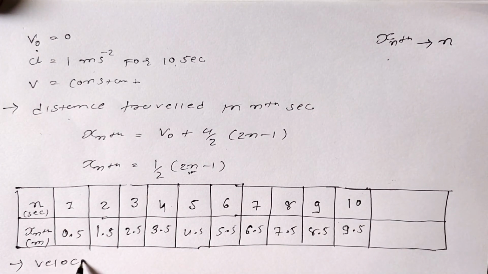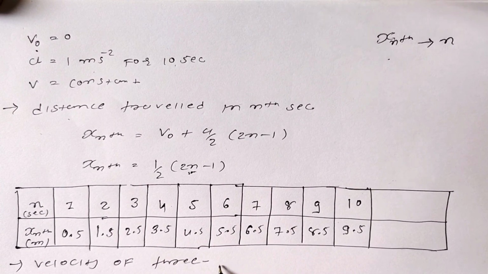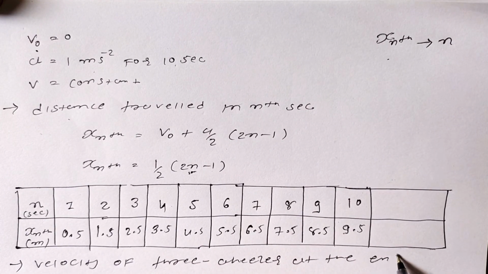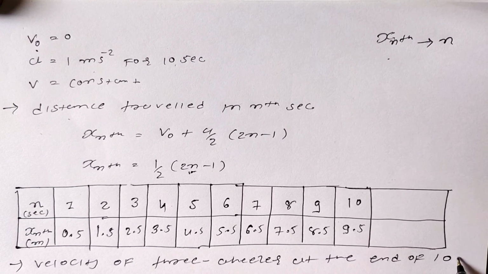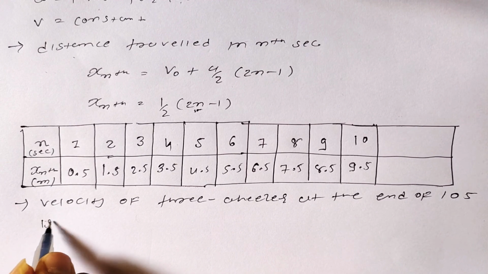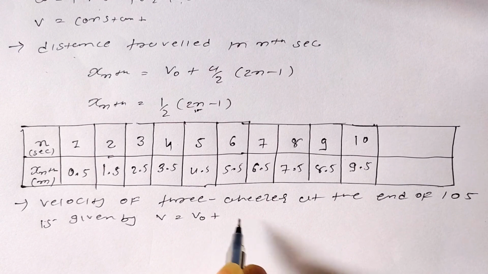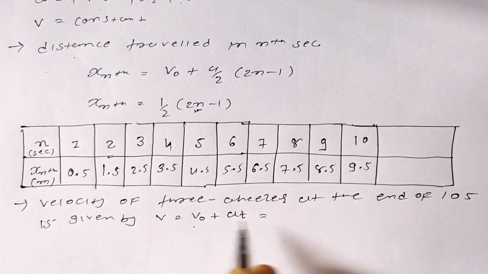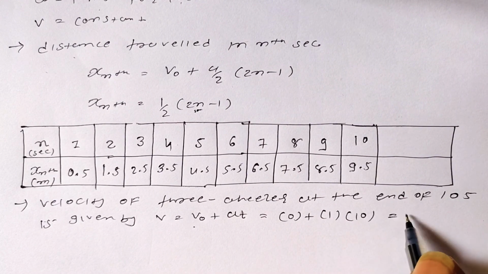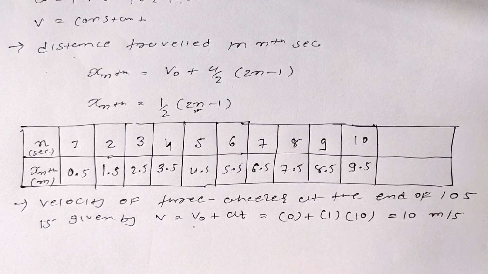So we can say the velocity of the three-wheeler at the end of 10 second is given by v equal to v naught plus at. Initial velocity is 0, so 0 plus acceleration is 1 and t is 10. So velocity after 10 second is, we can say, 10 meter per second.